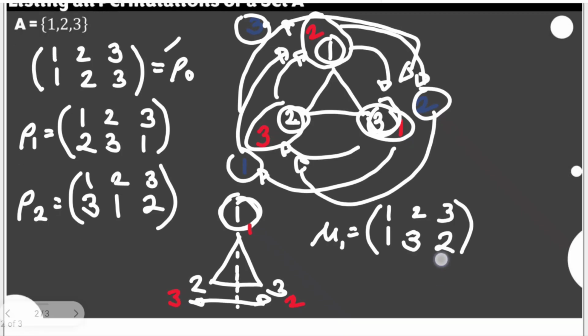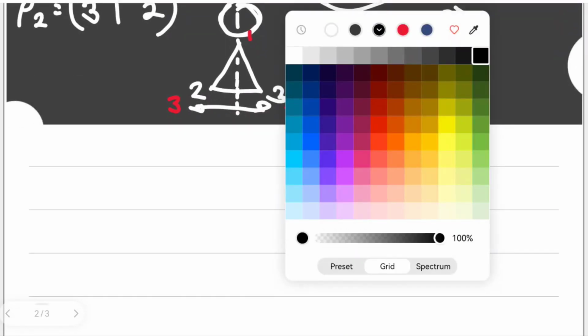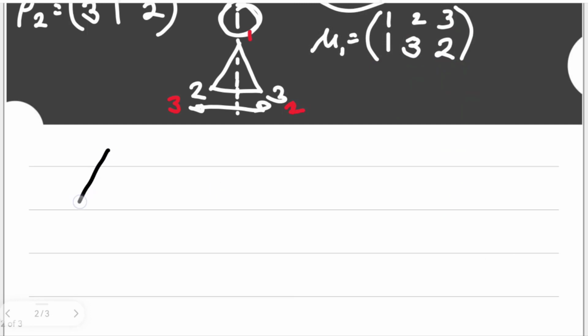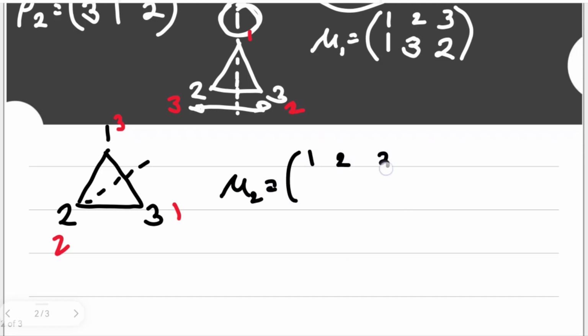Let me continue here and use another color. What if I have the same triangle, 1, 2, 3, but instead of coming up with a perpendicular bisector from vertex 1, I have it from vertex 2. With this, I fold it like that. So 2 will still be 2 here, 1 will be mapped here, and 3 will be mapped here. That would be my next, mu sub 2. So 1 will be mapped to 3, 2 will be mapped to itself, and 3 will be mapped to 1.